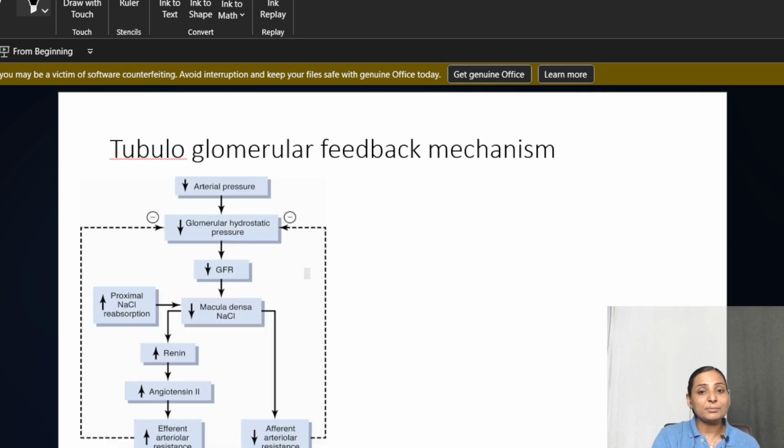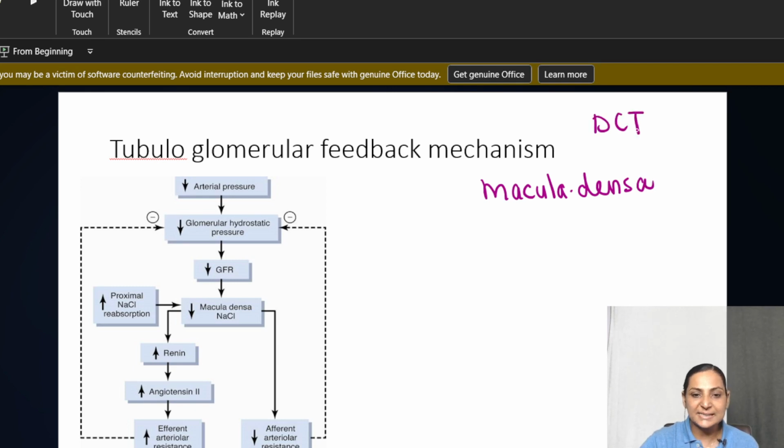Now the tubular-glomerular feedback mechanism itself is a short note which you can get. This is working at the level of macula densa. That means it is working at the level of DCT. So you can just take it in the form of a flow chart, which is easy to remember also. Decrease in the arterial pressure decreases the glomerular capillary hydrostatic pressure. We've seen that there is a direct relationship which will decrease GFR.